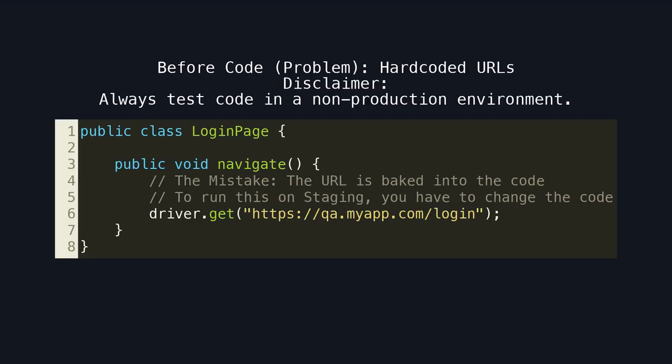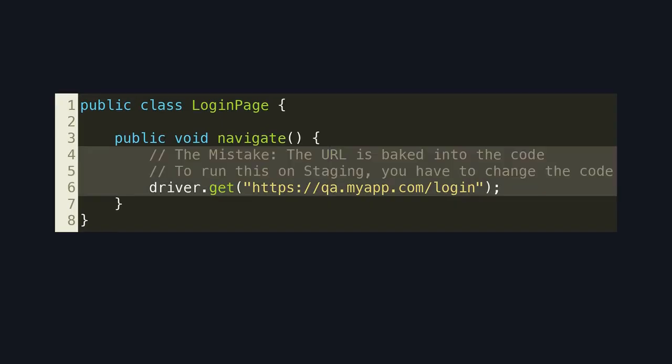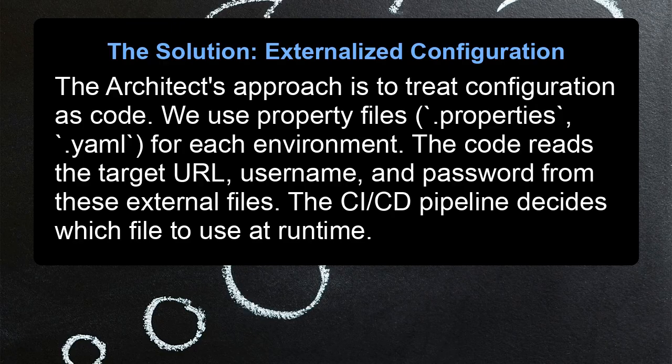Before code problem, hard-coded URLs. Disclaimer: always test code in a non-production environment. This is not scalable. It requires a separate Git branch, release, or staging just to change the URL. It is error-prone and creates a maintenance nightmare when managing tests across 5 different environments. The solution, externalized configuration. The architect's approach is to treat configuration as code.